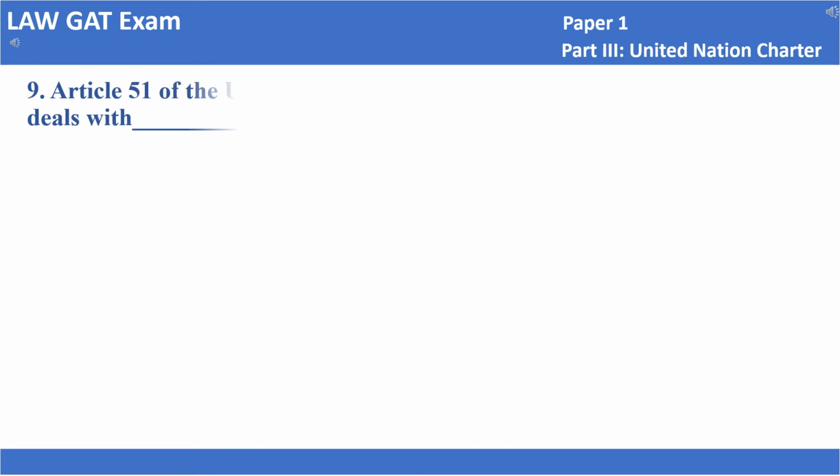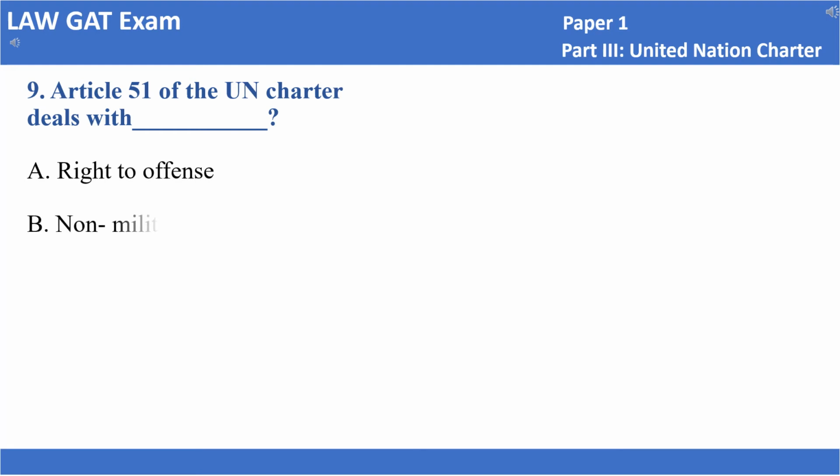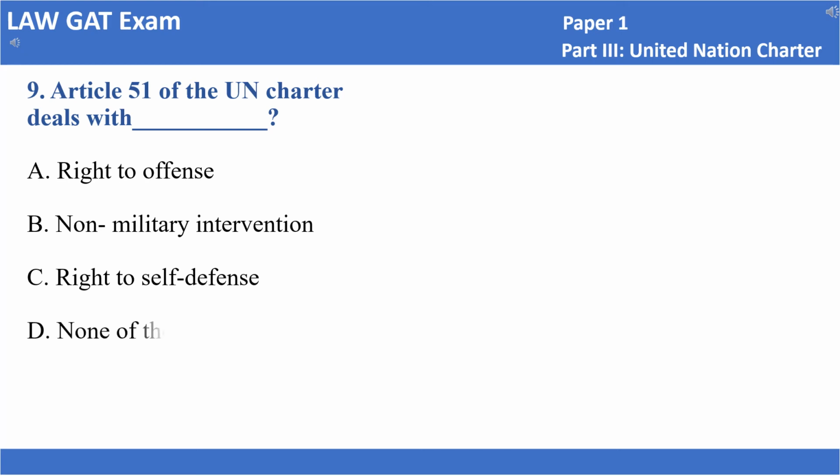Article 51 of the UN Charter deals with, option A right to offense, option B non-military intervention, option C right to self-defense, option D none of these? The correct answer is option C right to self-defense.